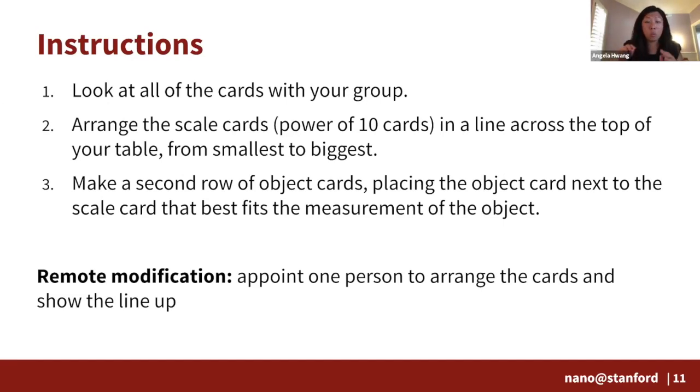My best recommendation for the remote modification is to pick one person to play with one set of the cards at a time, and then you can co-arrange. And I would recommend maybe taking a picture. This is something we're going to figure out. I'm going to set you into some breakout rooms. Hold on, I'm going to stop my share and do the breakout rooms.